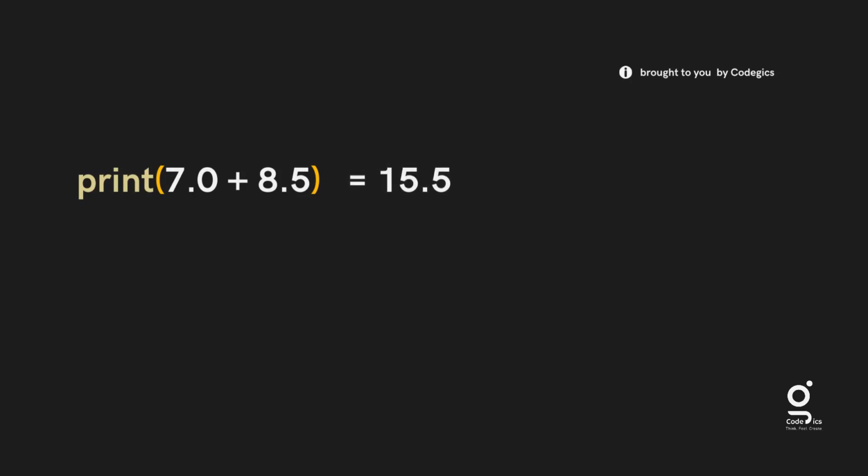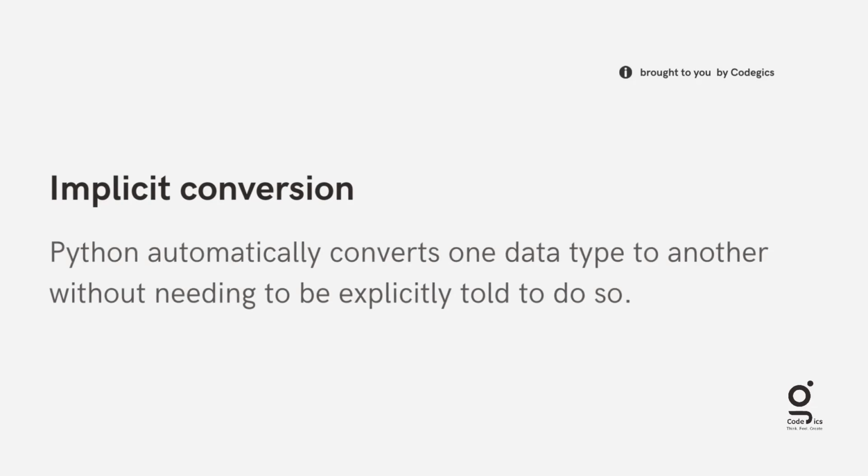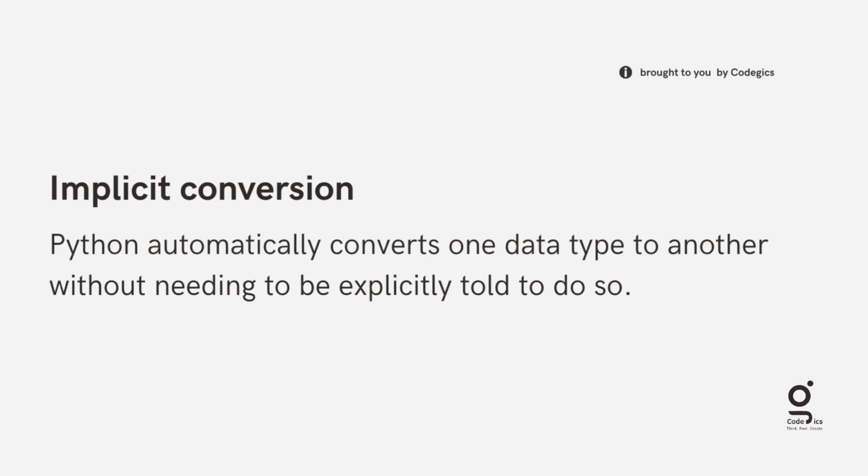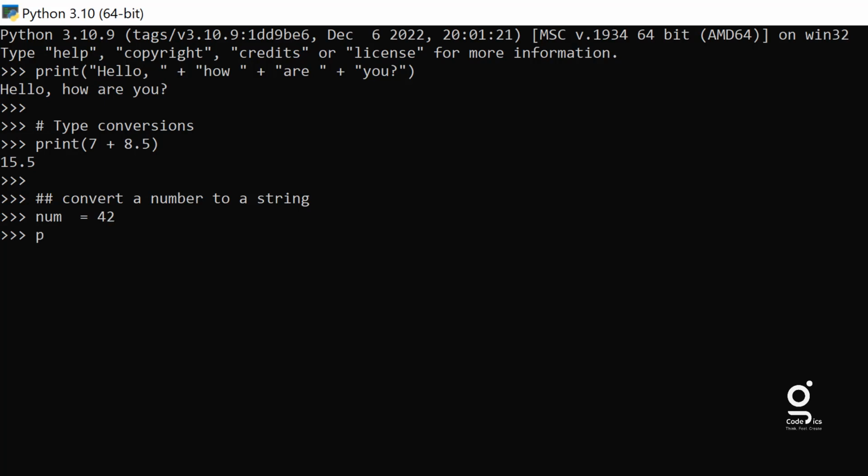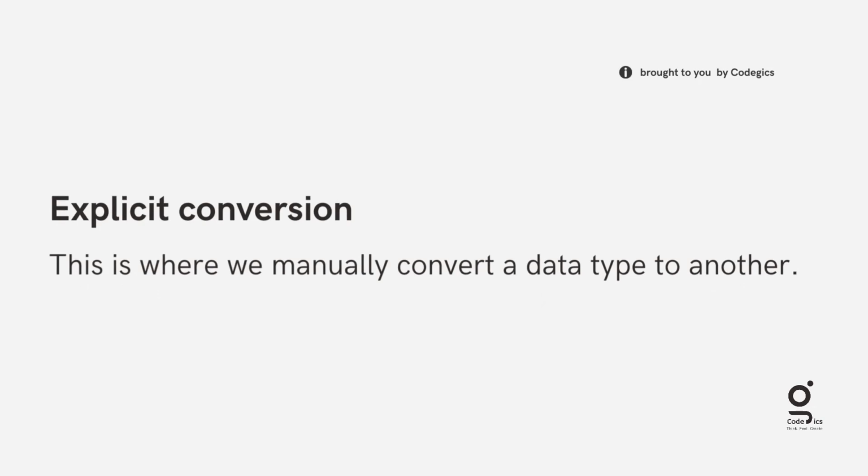This process is called implicit conversion, where Python automatically converts one data type to another without needing to be explicitly told to do so. But what if we want to convert a number to a string? Here we use the str function to convert the number 42 into a string. This is called explicit conversion, where we manually convert a data type to another.